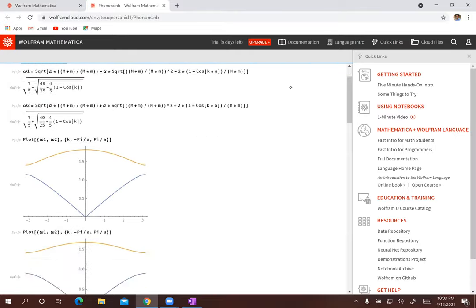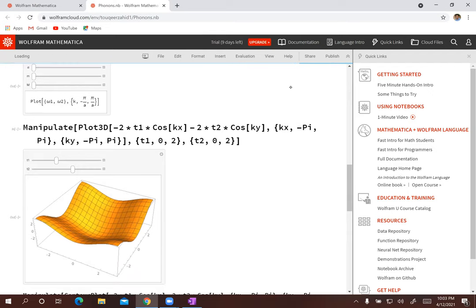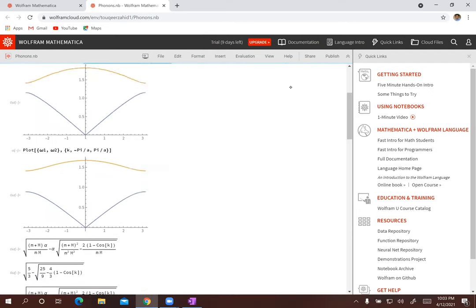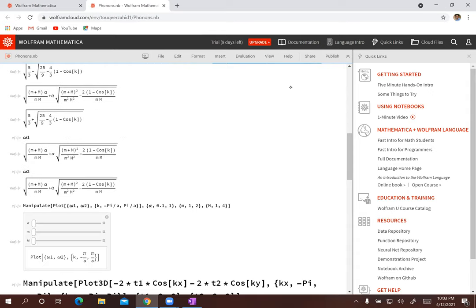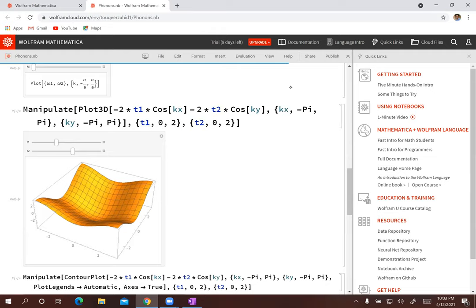All right, so here, I had already created this notebook. So what I have over here is, can you see this three-dimensional plot? Yes, sir. All right. So what I've done is I have just hard-coded the dispersion relationship. So I have minus 2 times t1 into cosine kx. I've taken a to be 1, just some arbitrary unit cell length. Minus 2 times t1 cosine kx minus 2 times t2 cosine ky.